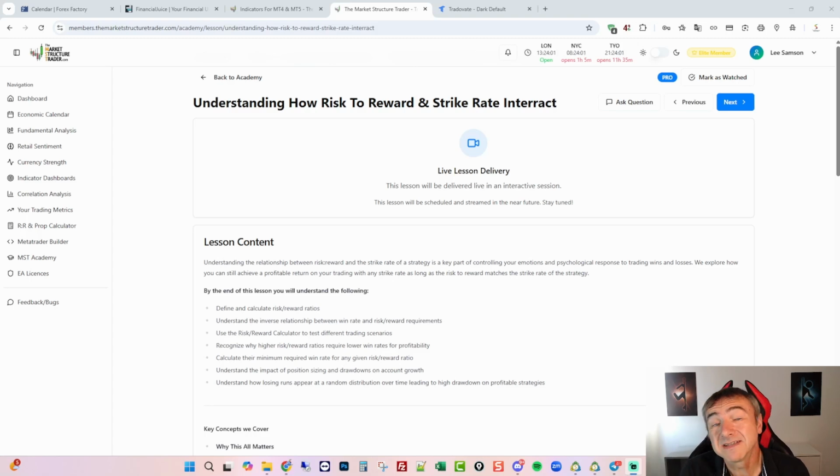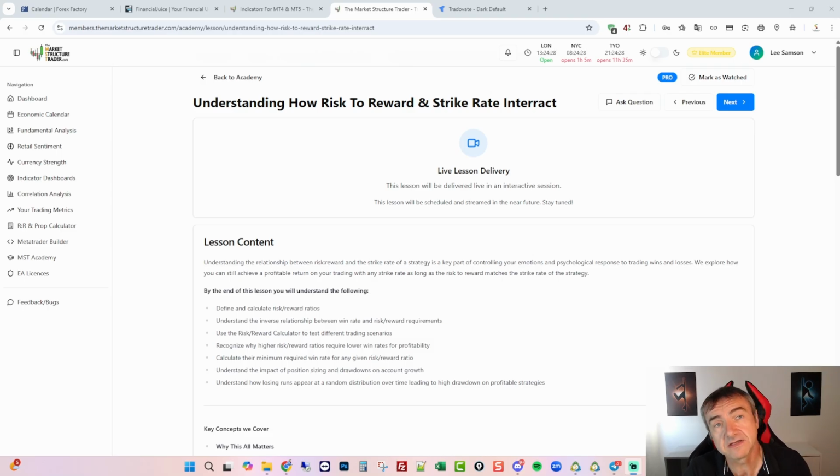Okay, welcome to the Understanding How Risk to Reward and Strike Rate Interact lesson. Now, this is basically going to teach you everything you need to know about risk reward and how strike rate and risk reward create positive expectancy in your trading and can grow your account. So this is the only lesson you're ever going to need to know about how to make money in the markets. It's a very, very simple maths equation at the end of the day.